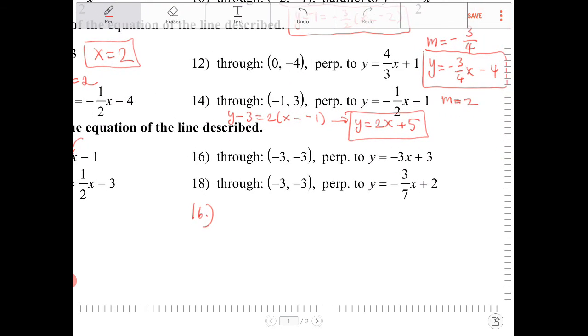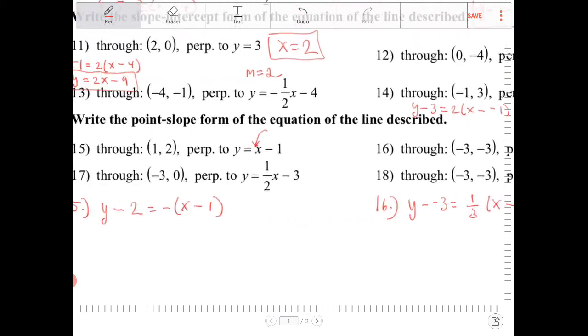Question number 16. The negative reciprocal of negative 3 is positive 1/3. So the equation is y minus negative 3 is equal to 1/3 x minus negative 3. And you can leave your answer like that, actually.